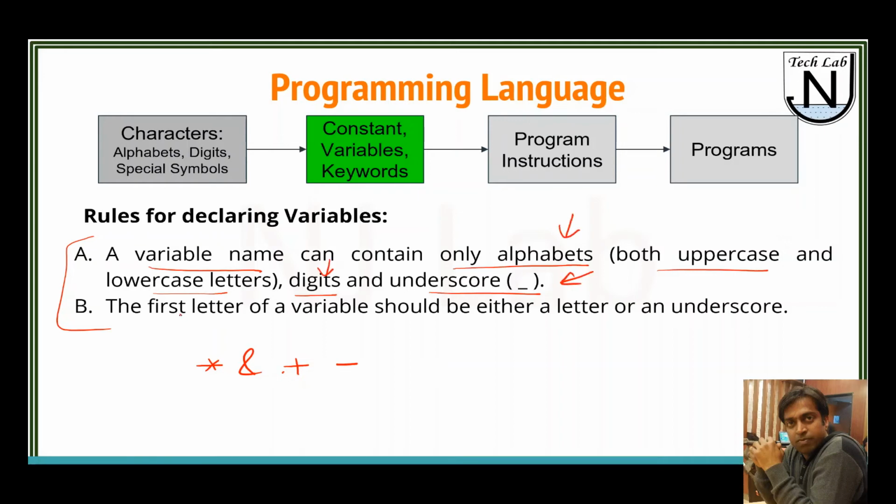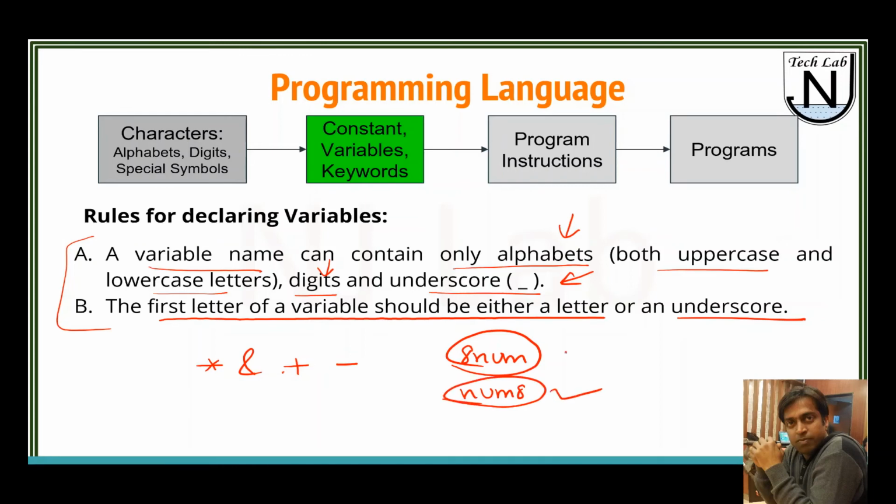And another criterion is that the first letter of a variable should be either a letter or an underscore. Means if we declare something like 8num, this is an invalid variable name, but num8 is valid. We can have _num without space. So this is valid.